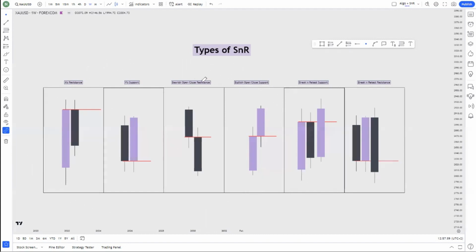The open close resistance, the bullish open close support, then here we would have what? I guess it's a little bit redundant right here, because if it's a bearish open close, then it's obviously going to be resistance, but whatever. Now you see that here, this is going to be a resistance right here. And this is going to be a support. This is a resistance right here, open close candle. This is going to be a support.